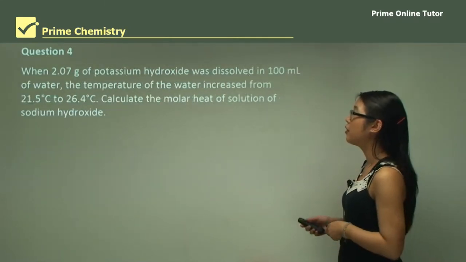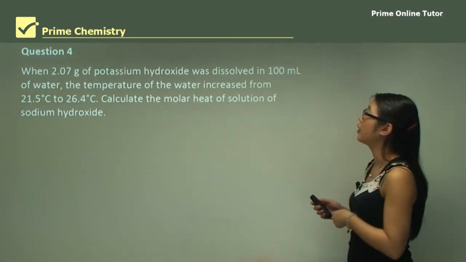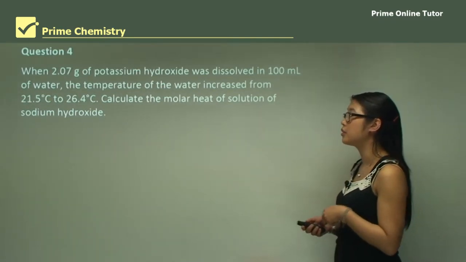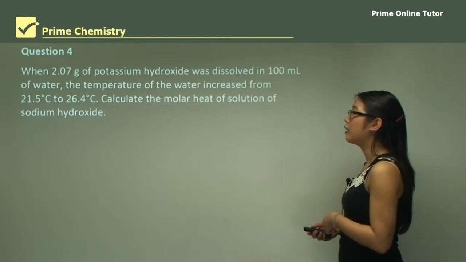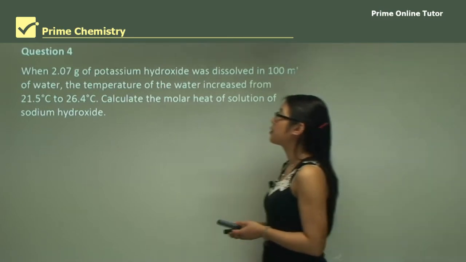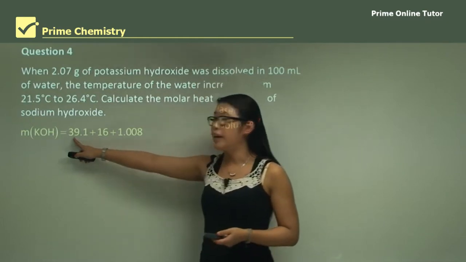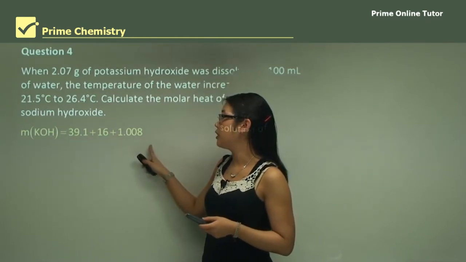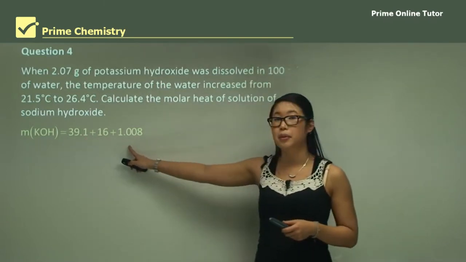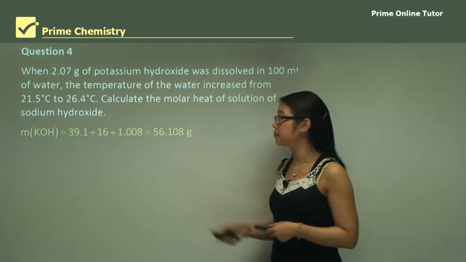So next, question 4. When we have 2.07 grams of potassium hydroxide dissolved in 100 mL of water, the temperature of the water increases from 21.5 degrees Celsius to 26.4 degrees Celsius. Calculate the molar heat of solution for potassium hydroxide. So what we're doing is looking at potassium hydroxide, KOH, and adding up all the molar masses to get the molar mass of KOH: 39.1 plus 16 plus 1 gives us 56.1 or 56 grams.